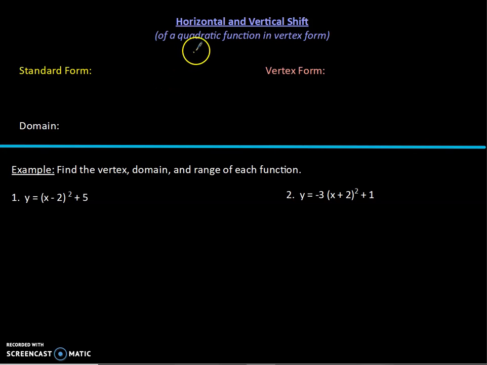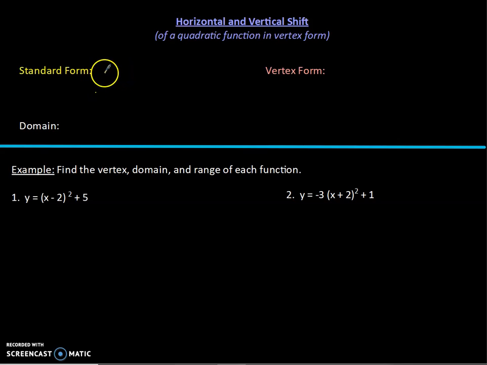Hi guys, so today we're going to go over the horizontal and vertical shift of a quadratic function which is in vertex form. So when you have a quadratic function which has the highest power of x to the second power, that's what makes it quadratic. There are two ways that you'll see it in Module 2.